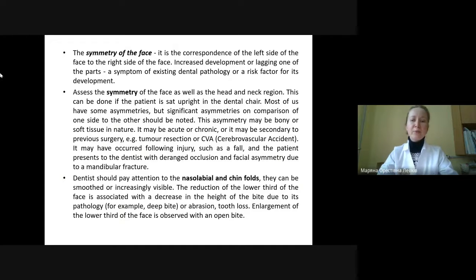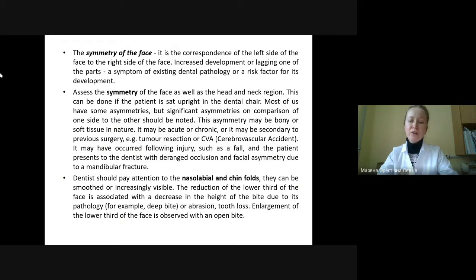This can be done if the patient is sat upright in the dental chair. Most of us have some asymmetries, but significant asymmetries on comparison of one side to the other should be noted. This asymmetry may be bony or soft tissue in nature. It may be acute or chronic, or it may be secondary to previous surgery, for example a tumor resection or cerebrovascular accident. It may have occurred following injury, such as a fall, and the patient presents to the dentist with deranged occlusion and facial asymmetry due to a mandibular fracture.